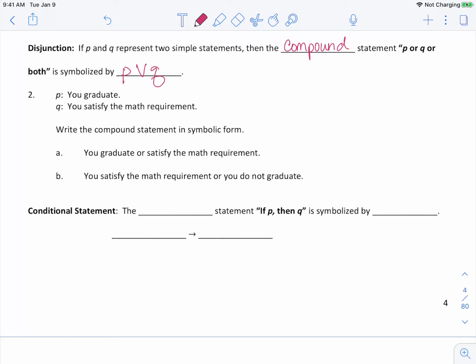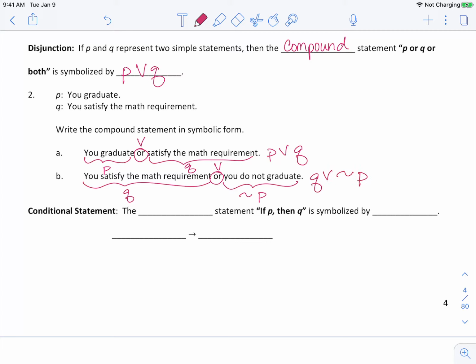Okay, for A, you graduate or satisfy the math requirement. So you graduate is P, or satisfy the math requirement, that is Q. So this will just look like P or Q. Next we have you satisfy the math requirement, so that is Q, or you do not graduate, so that's negation of P. So this is Q or not P.